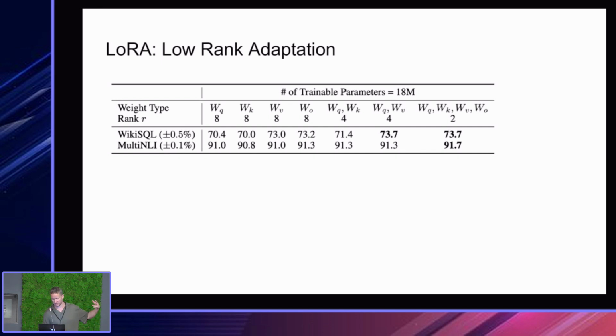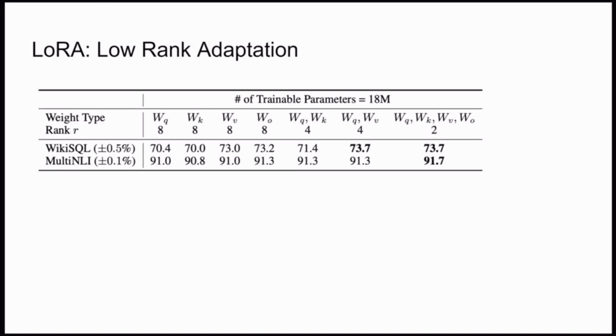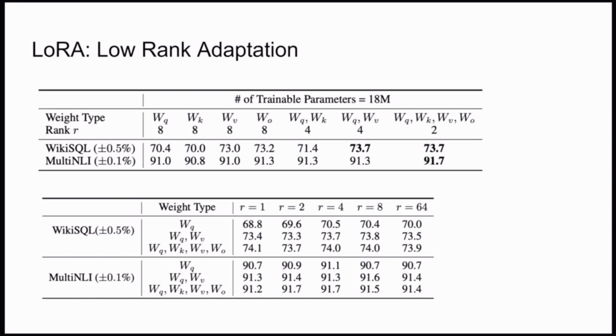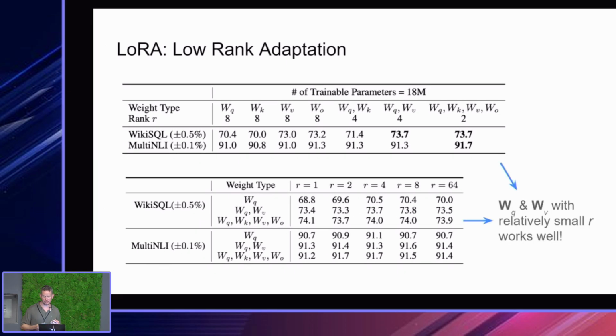One of the things they found, for instance, is that large rank matrices for any single matrix that modulates the behavior of attention don't have a huge benefit. But as you co-adapt several of them, even with smaller rank updates, you end up with some nice increases in performance. They looked at this either holding the number of updatable parameters constant, where as they updated more matrices, they shrunk the rank, and also just looking at different ranks on different things. And if you take these two together, the real lesson is that if you update the queries and the values with a relatively small r, things work well.